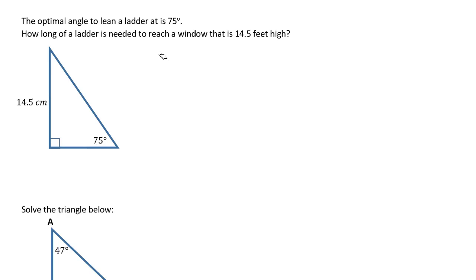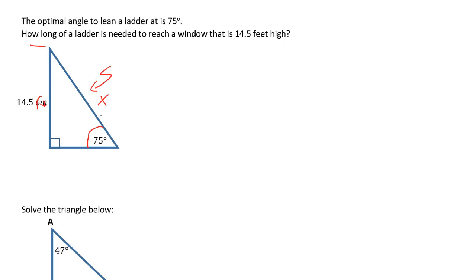All right, let's take a look at the second worksheet for activity number 5. In this first question, we're told that we have a ladder that is leaning against a wall at an angle of 75 degrees. We know that it is reaching a window that is 14.5 feet, the units are wrong, we'll correct that, above the ground. And it's asking us, how long must this ladder be to reach the window?